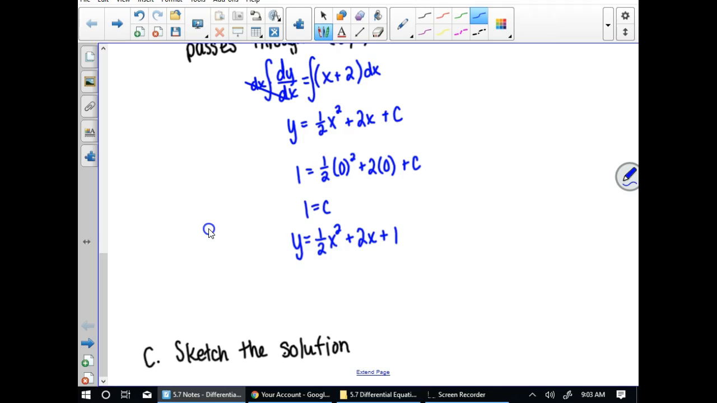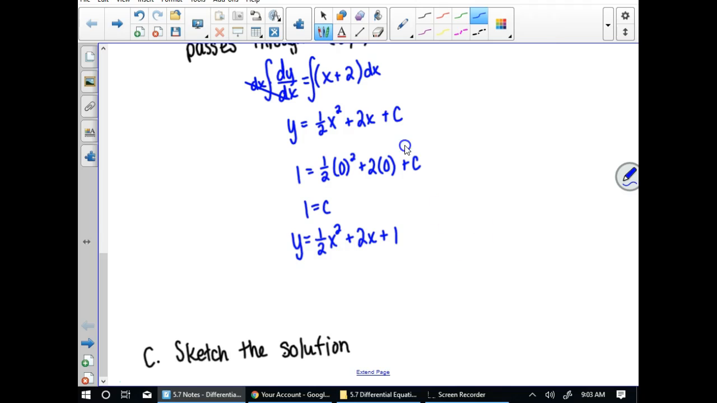The last thing that they'll usually ask you to do, or sometimes they'll actually ask you to sketch the solution before you find the solution. I like to go ahead and find my solution first so it kind of verifies to me what it should look like. I don't really know how to graph 1/2 x squared plus 2x plus 1 really quickly anyway without doing a lot of work to it. But I know it's a quadratic. I know it opens upward. I know it has a y-intercept at 1, so that gives you a little bit of information.